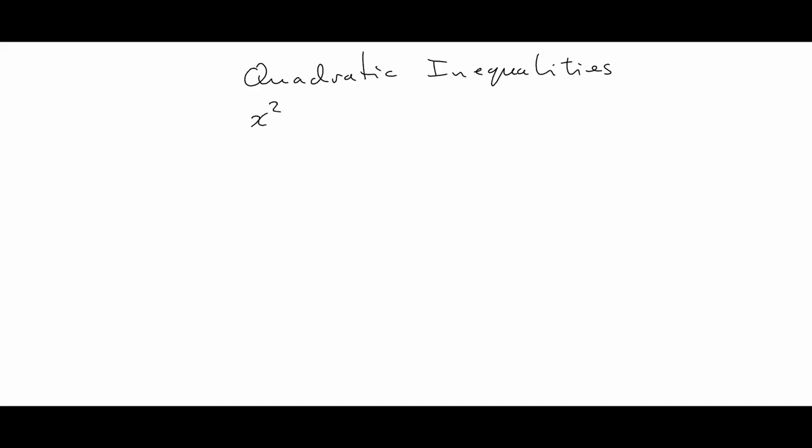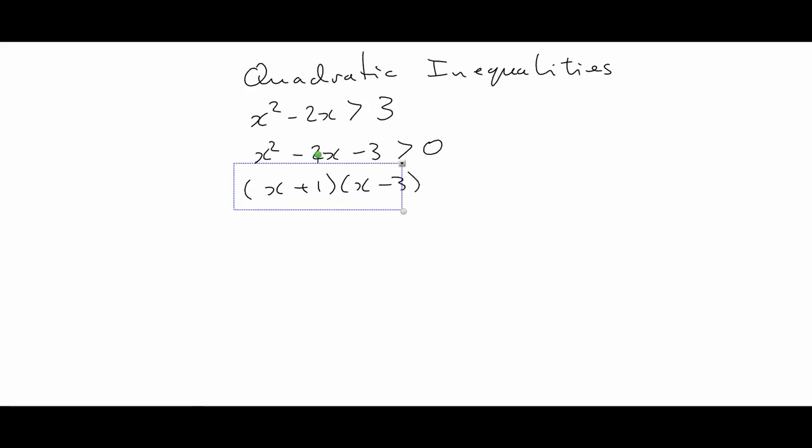Supposing we have x squared minus 2x is greater than 3. This is a quadratic as it has an x squared term in it. Like a quadratic equation, we'll rearrange it so that we have 0 on the right hand side. So subtracting 3, x squared minus 2x minus 3 is greater than 0. We can factorize it. The factors of this are x plus 1, x minus 3 is greater than 0.